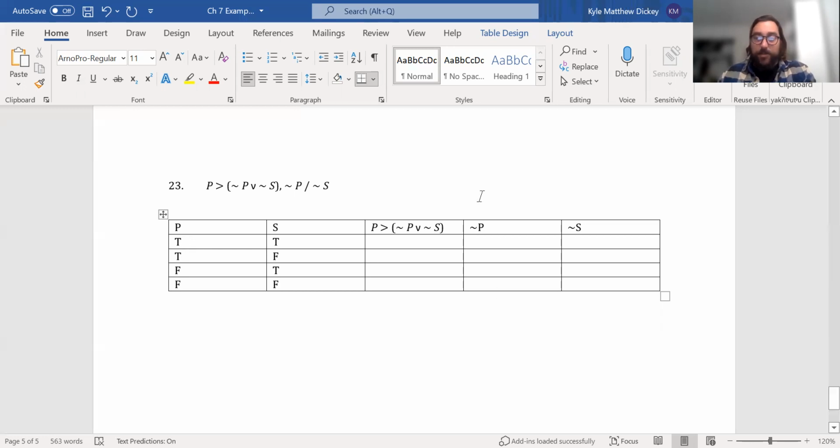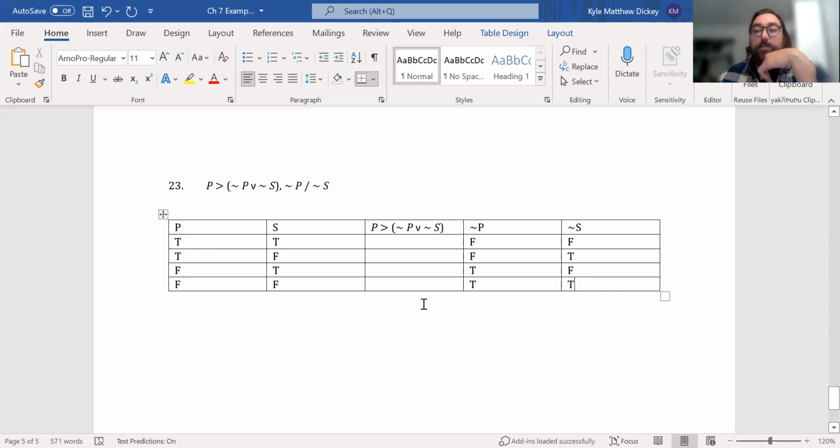Now, what's easiest? Well, not P and not S are super easy, so let's just go ahead and compute those. So not P is going to be false, false, true, true. Not S is going to be false, true, false, true. Great. Now we've got the conclusion done and one of the premises done. Now we've got to figure out this one.